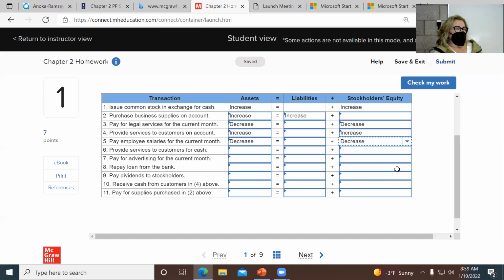Provide services to customers for cash. What's happening, guys? Cash increases. What else is increasing? Stockholders' equity is also increasing.